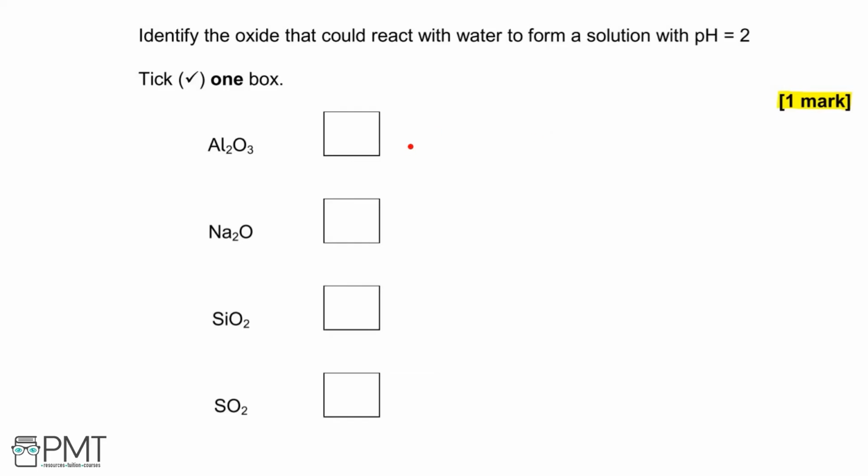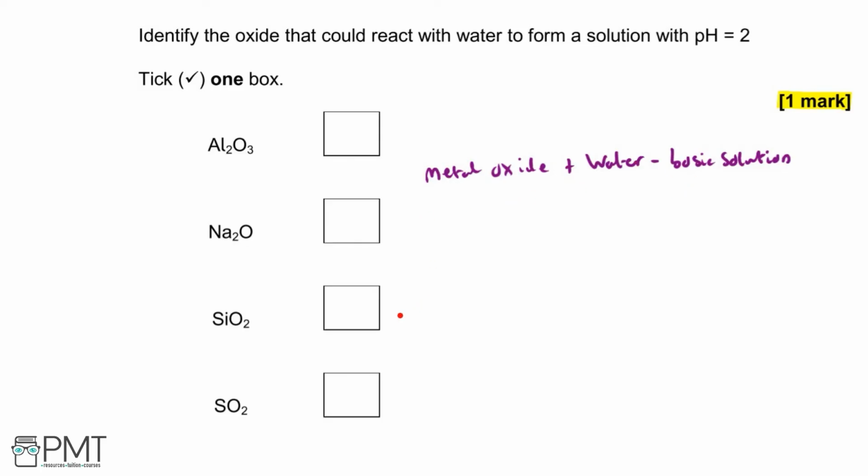So, with this question, it comes down to recognizing and understanding the general reactions of oxides with water. Now, these first two oxides are both metal oxides, and in general terms, a metal oxide plus water is going to lead to a basic solution. It's going to form a base, so these will produce hydroxides, which, as it is a basic solution, is not going to have a pH of 2, it's going to have a pH above 7.